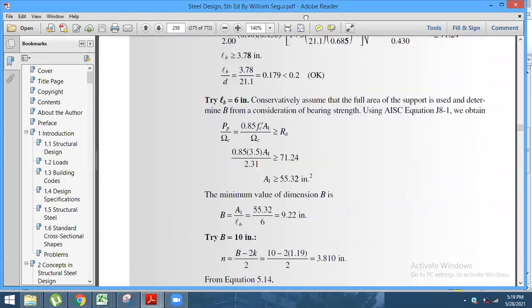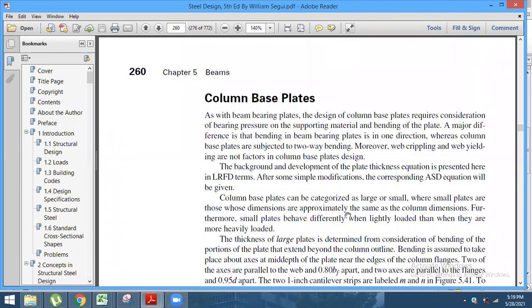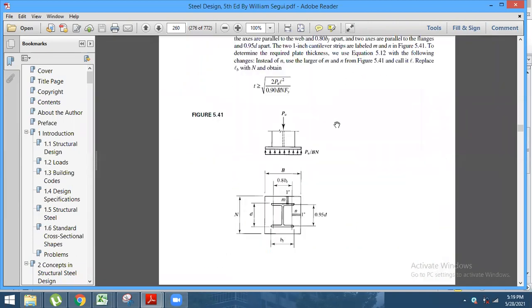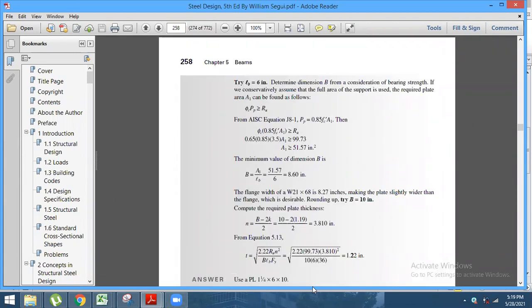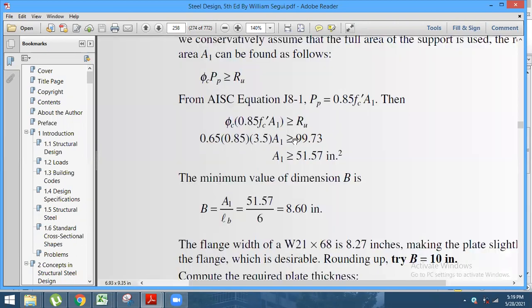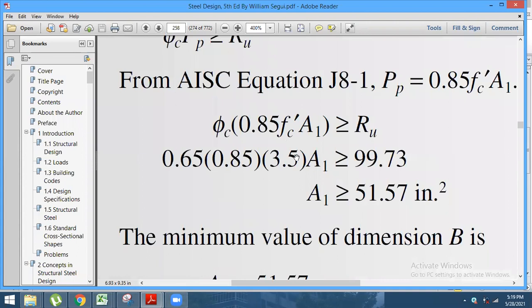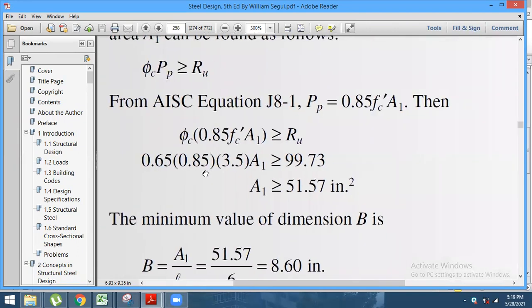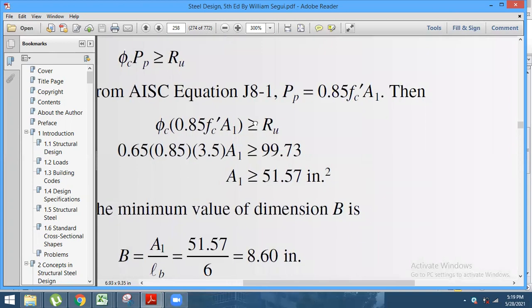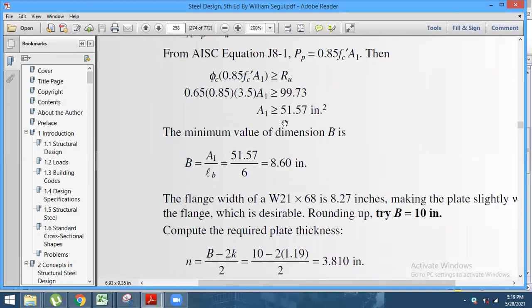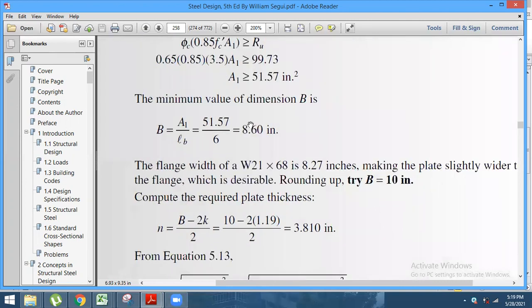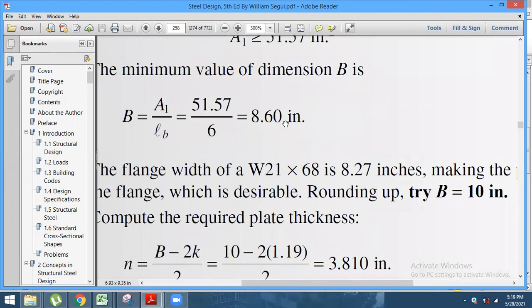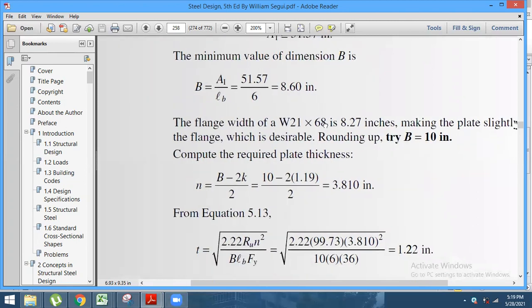So, therefore, gamitin natin itong formula to. FC prime 0.65 F times 0.85 FC prime A1. Therefore, yung A1 natin is 51.57. I-divide lang natin sa 6 inches. Therefore, we could have already a value of B which is 8.6 inches.